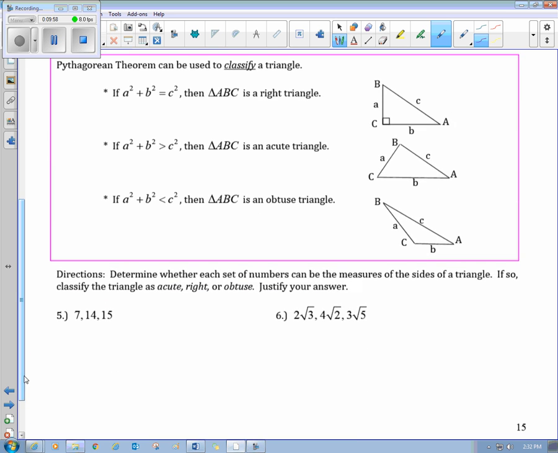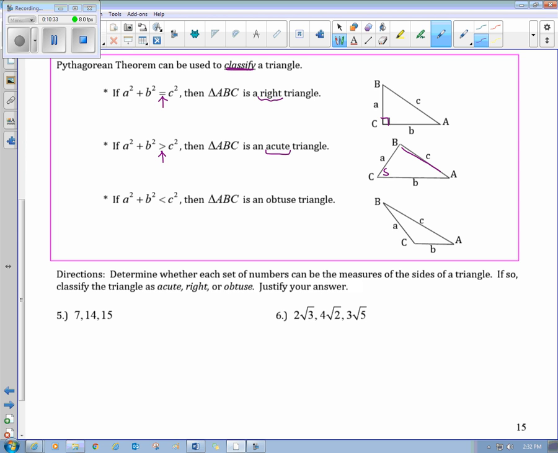And at the bottom, it's telling you that you can classify the kind of triangle you have. You can classify it as right if a squared plus b squared equals c squared. You can classify it as an acute triangle if when you do a squared plus b squared, it's greater than c squared. So what ends up happening is the c squared gets a little smaller, and as this side gets a little smaller, this angle gets a little smaller, and it becomes less than the 90 degrees we had here.